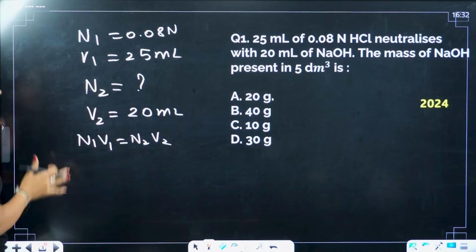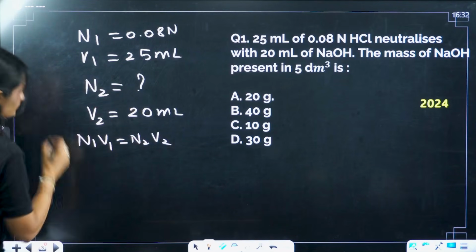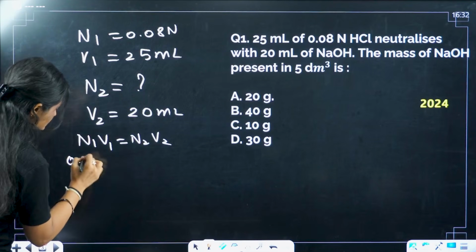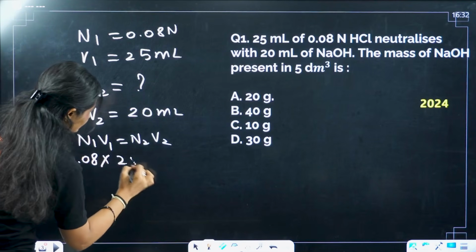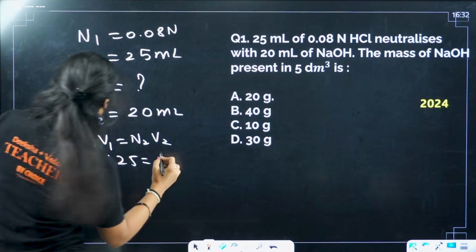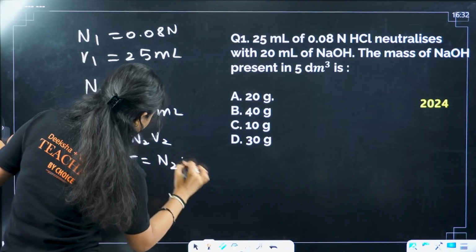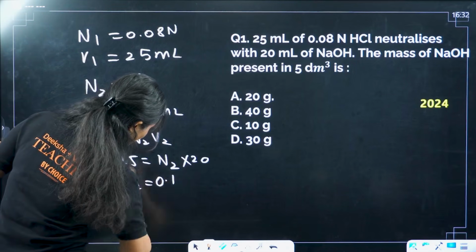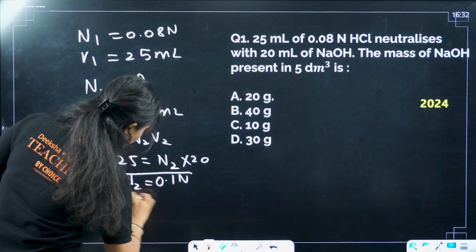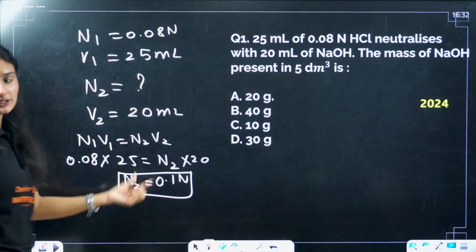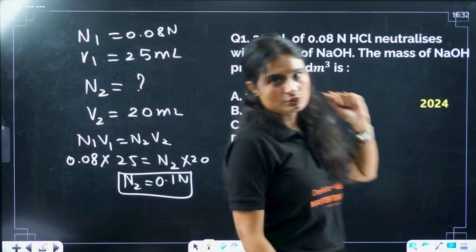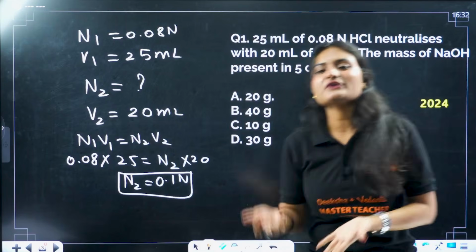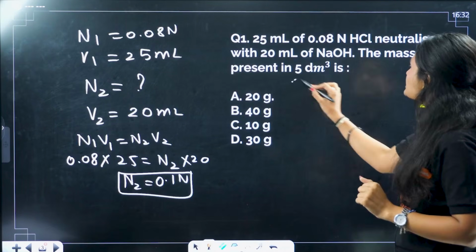We know all the data, only N2 is unknown. So if we calculate it, it will come out to be 0.08 times 25 equals N2 times 20. The answer will be around 0.1 normal. That is the normality of this NaOH solution. The question asks the mass of NaOH that is present in 5 decimeter cube.